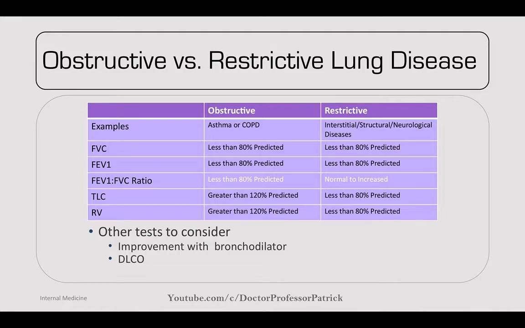If you think about the ratio this way, the amount that they can blow out in 1 second versus their total lung volume: if you're obstructive, if you have asthma or COPD, you've got air trapping. You can't get out all the air very quickly, so they have prolonged expirations, and that's why it's lower. Somebody with restrictive lung disease, think about somebody sitting on top of your chest. You can blow out all the air very quickly, but you don't have a lot of air to blow out. So the ratio goes up, even though both the FEV1 and FVC are lower.